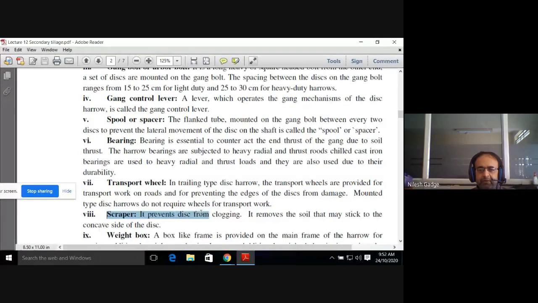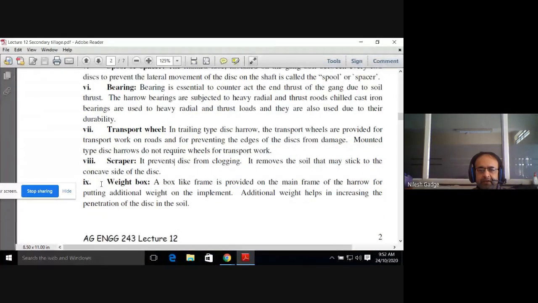Scraper: disc harrow madhe tumhi scraper baghitla asel, tasas ya disc cha madhe scraper asto. It actually prevents the disc from clogging. It removes the soil that may stick to the concave side of the disc. Weight box kashyasathi asto? A weight box frame is provided to the main frame of the harrow for putting additional weight on the implement. Additional weight helps in increasing the penetration of the disc.